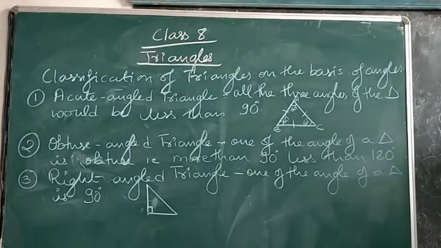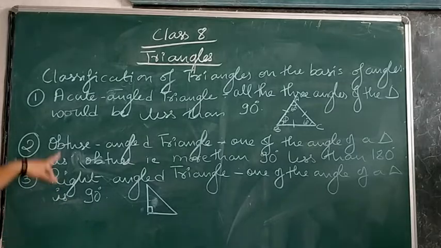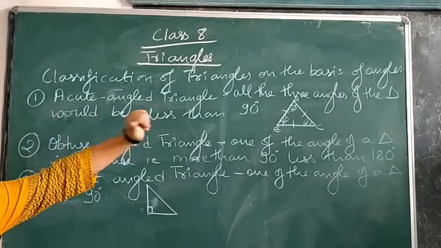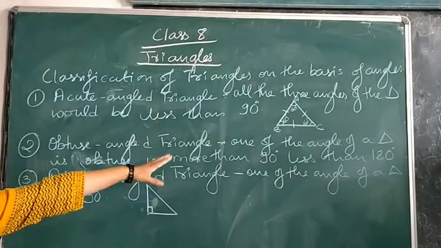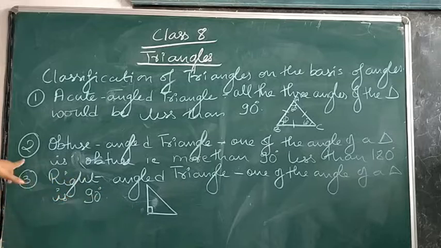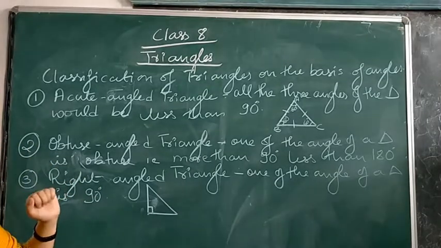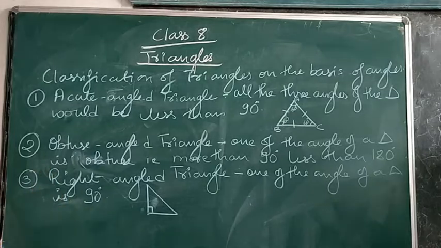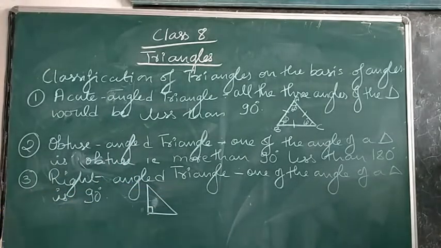So on the basis of angles, a triangle is classified into three types. Acute angle triangle, in which all the three angles would be less than 90 degrees, which means they are acute. Number two, obtuse angle triangle, in which one of the angles would be more than 90 and less than 180, which means one of the angles would be obtuse. The third one, right angle triangle, which means one of the angles of a triangle is 90 degrees.